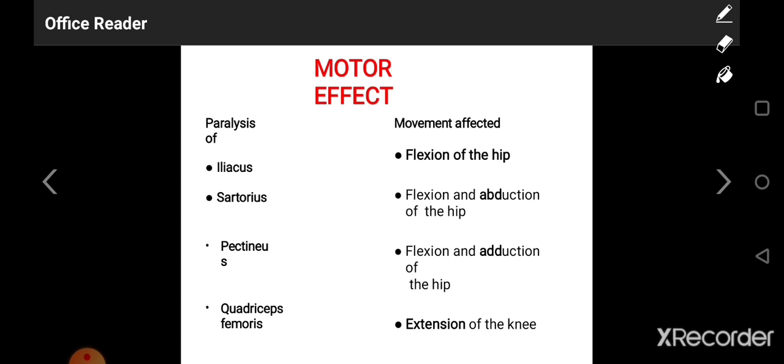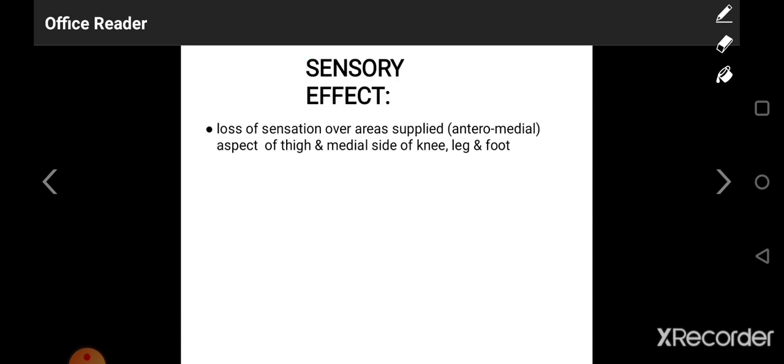If there is entrapment or injury to the femoral nerve, it causes effects like paralysis of iliacus, sartorius, pectineus and quadriceps femoris. Because of the paralysis of these muscles, the movements affected are: loss of flexion of the hip, flexion and abduction of the hip, flexion and adduction of the hip, and because of the injury to the quadriceps femoris, there is loss of extension at the knee. Now, what are the sensory effects? There is loss of sensation over the anteromedial aspect of the thigh and the medial side of the knee, leg and foot.